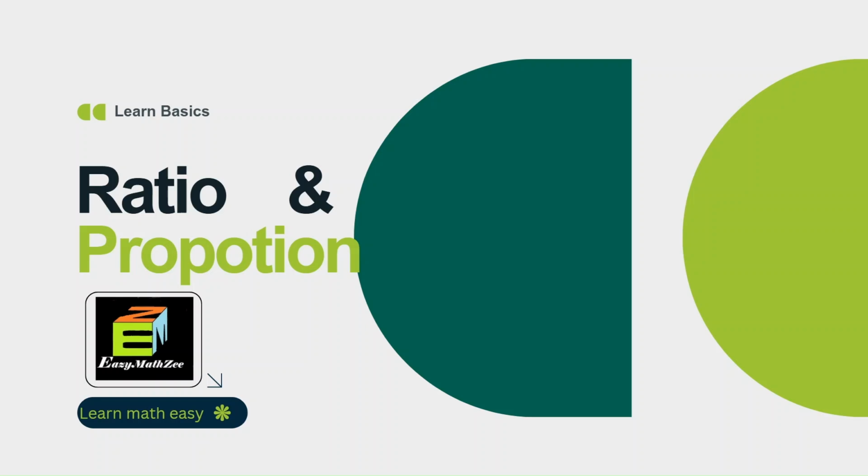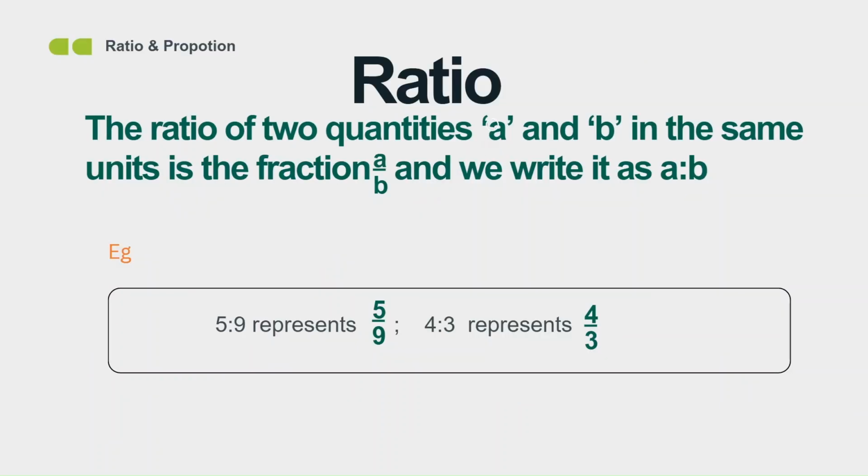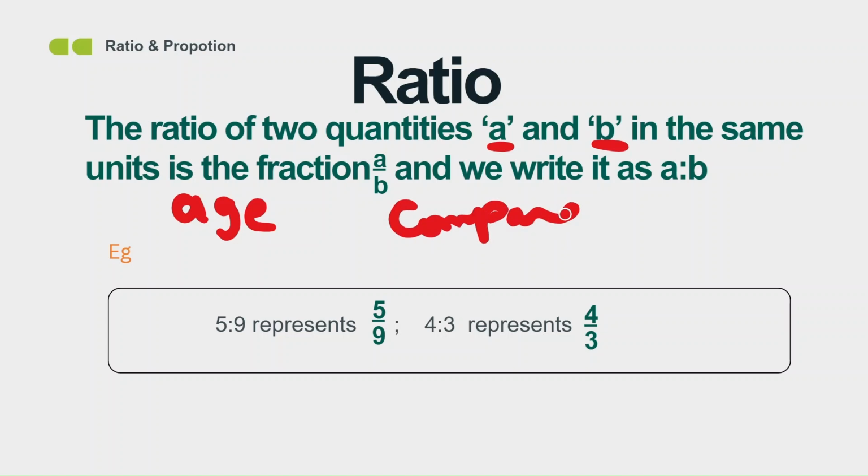Today we are going to see about ratio and proportion. What is ratio? The ratio of two quantities A and B should be in the same units. For example, if A is age, B is also age. If A is age and B is some other thing, we cannot compare them. So we can only compare the same things, the same type of things.